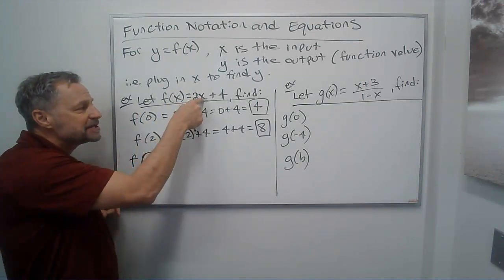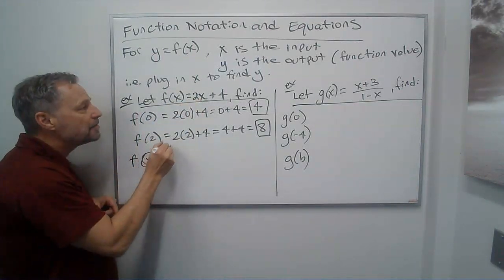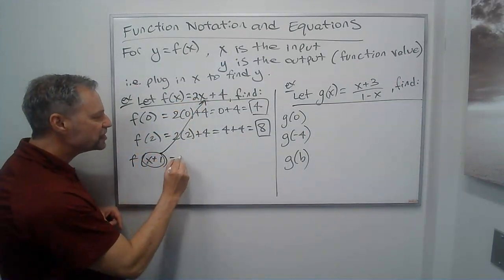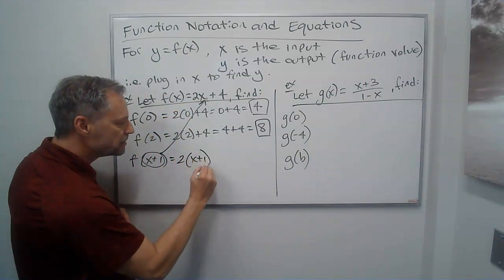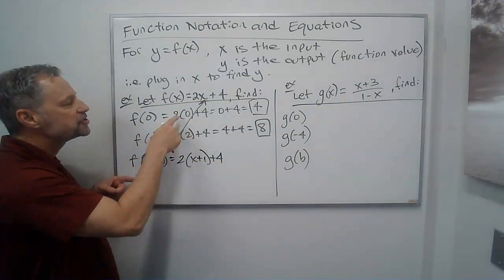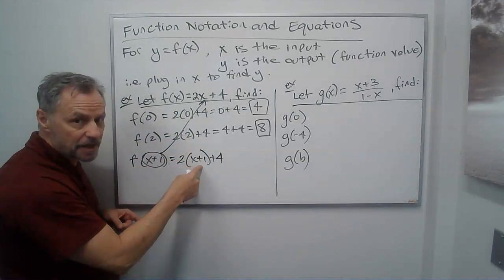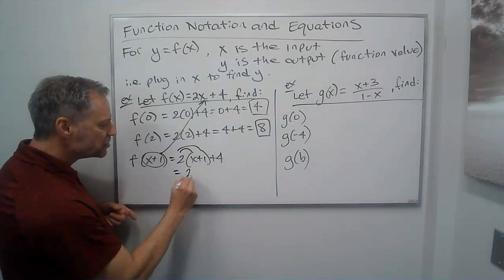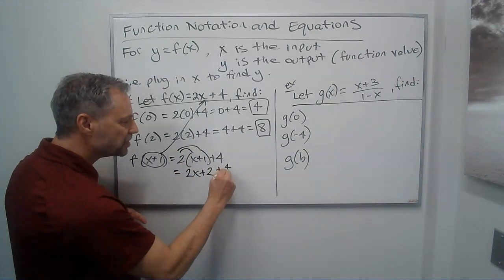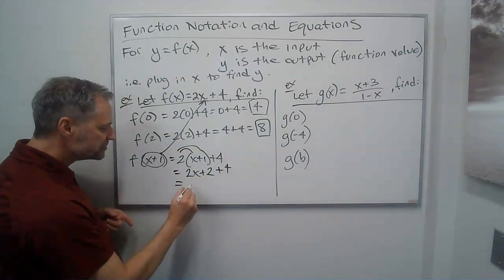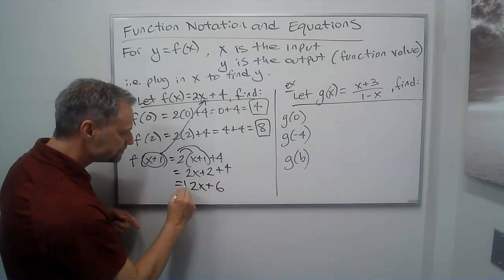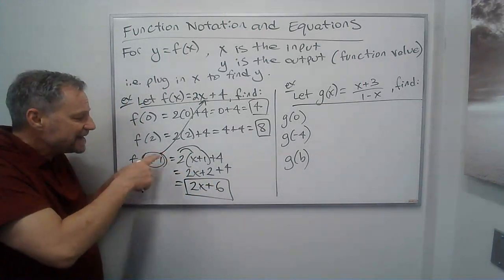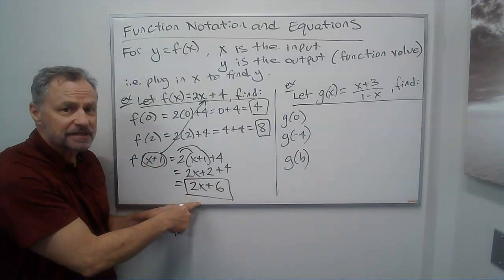Remember up here I plugged 0 in, I plugged 2 in. Now I'm going to plug x plus 1 in where that x is. So this becomes 2 times (x plus 1) and then plus 4. So just like 2 times 0, 2 times 2, 2 times x plus 1. Now I'm going to work that out. I multiply that out, 2x plus 2, then we have the plus 4 on the outside. The 2 and the 4 gives me a 6, 2x plus 6. That's my output. I started with the input x plus 1, I end with the output 2x plus 6.